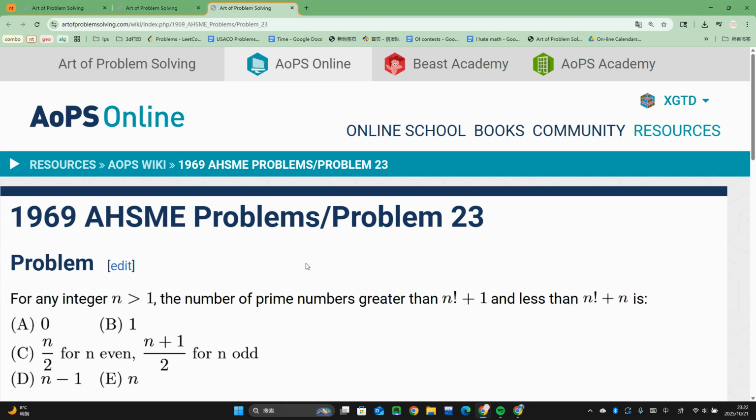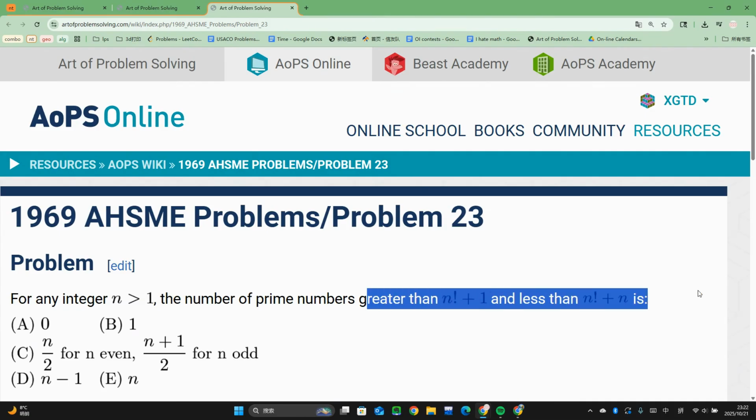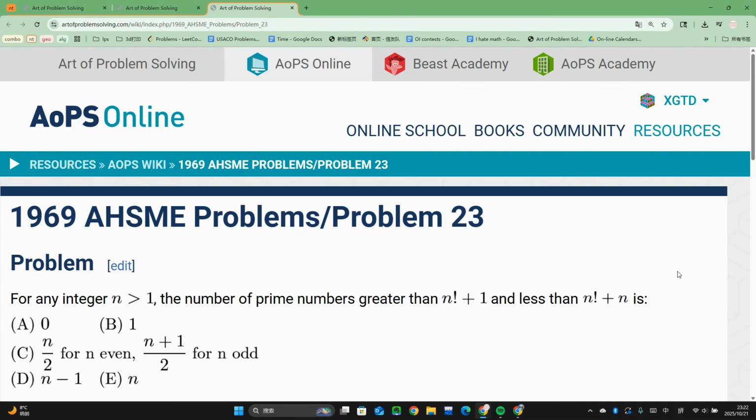Okay, now let's take a look at the second problem. The second problem is way easier than the first one. So for any positive integer n greater than 1, we're trying to find the number of primes that are between n factorial plus 1 and n factorial plus n. Literally, if you know the definition of prime numbers, that means this number cannot be divided into multiples of 2 numbers that are not 1 and itself.